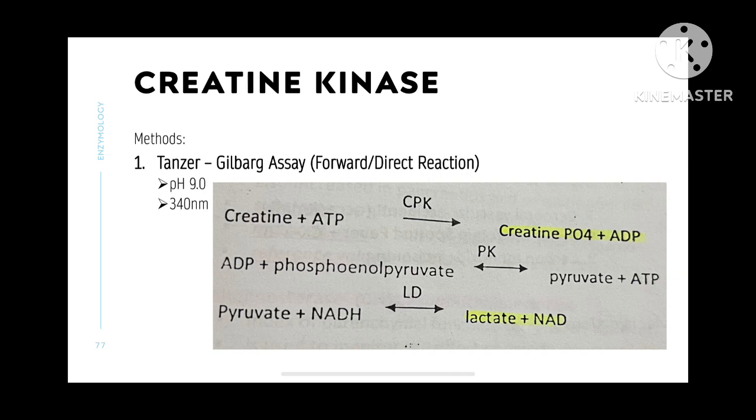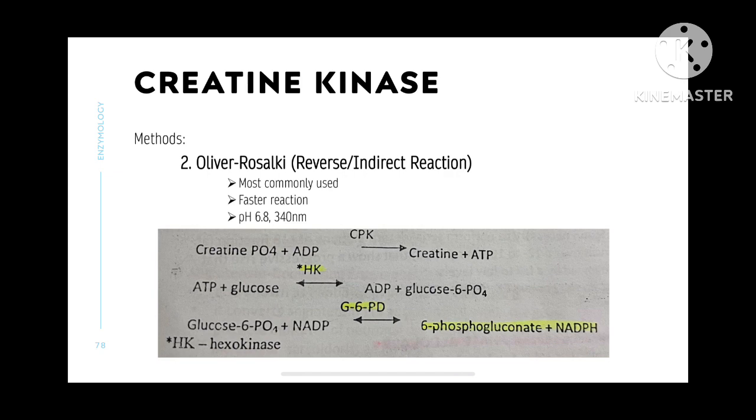This forward or direct reaction is called the Tanzer-Gilbarg assay and maintains the pH at 9.0. The reverse reaction proposed by Oliver and modified by Rosalki, that's why it's Oliver-Rosalki, the reverse or indirect method, is the most commonly performed method in the clinical laboratory. The reaction proceeds 2 to 6 times faster than the forward reaction, depending on the assay conditions, and there is less interference from side reactions. The optimal pH for the reverse reaction is 6.8.